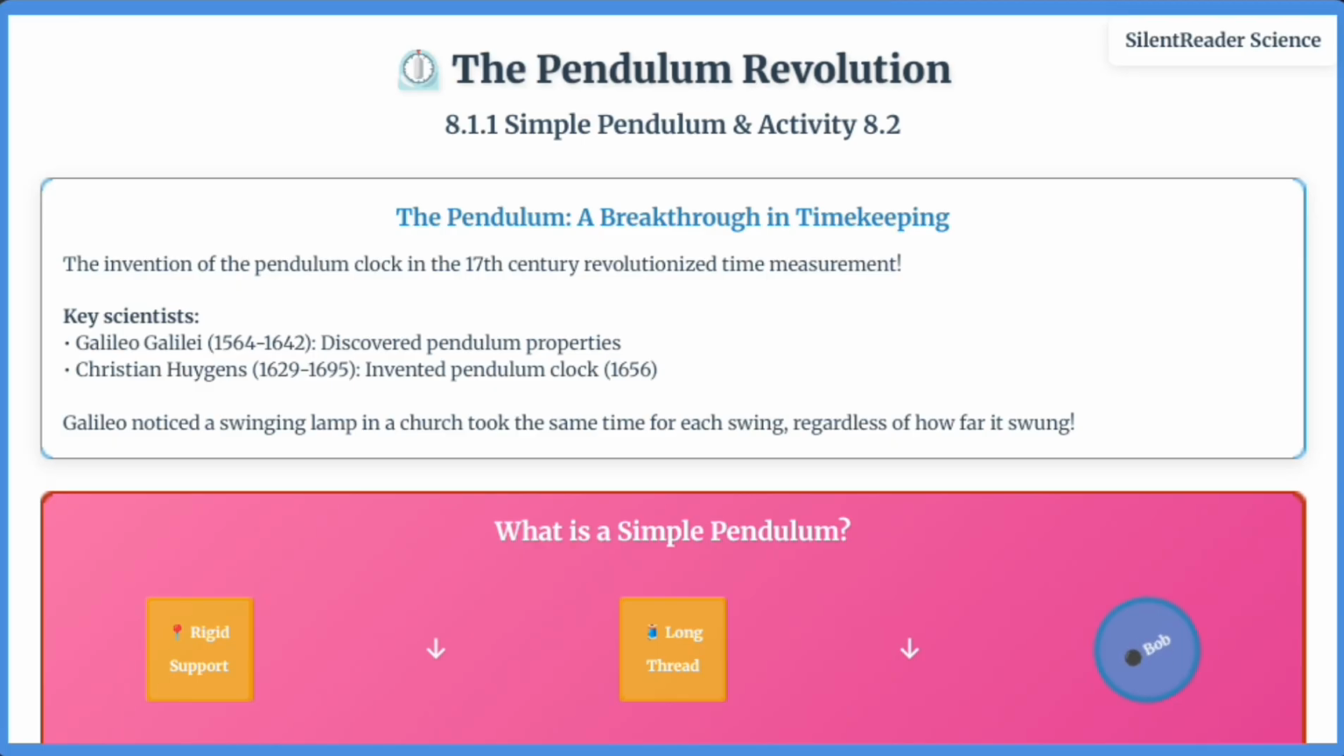We discover that the time period depends on the length of the pendulum but does not depend on the bob's mass. All pendulums of the same length have the same time period at a location, and this constancy is used in pendulum clocks. Early pendulum clocks could gain or lose 10 seconds per day, while modern atomic clocks lose only 1 second in millions of years.